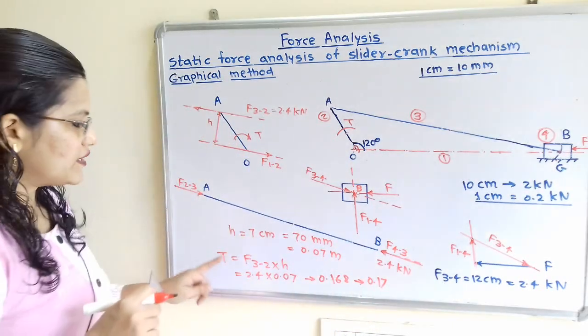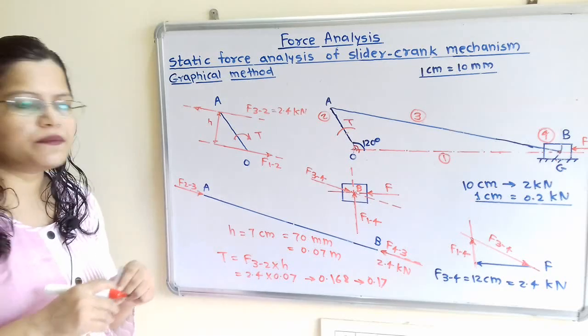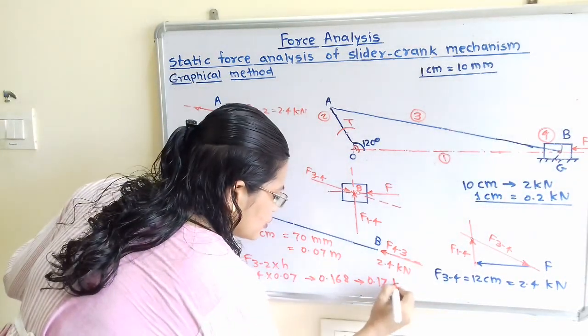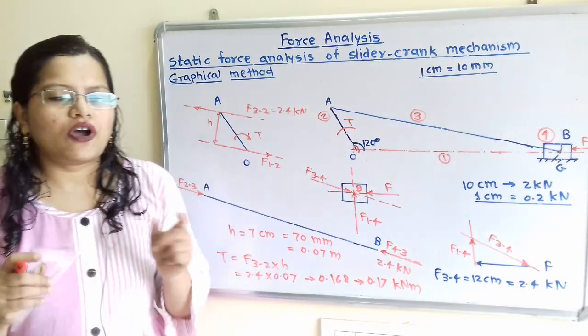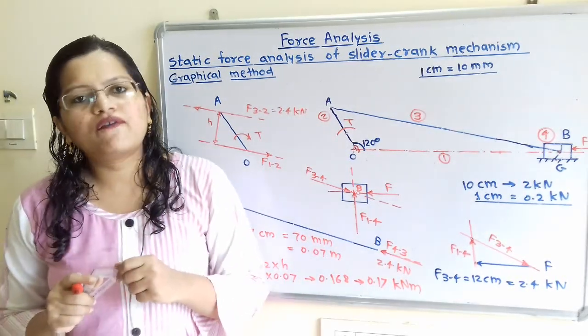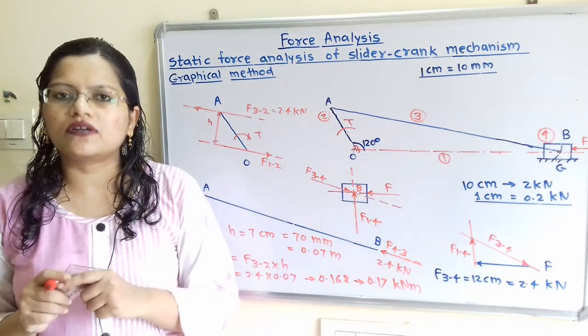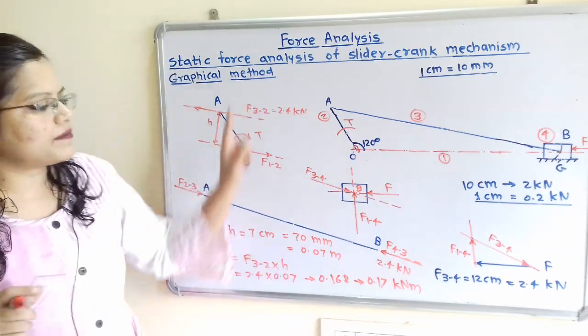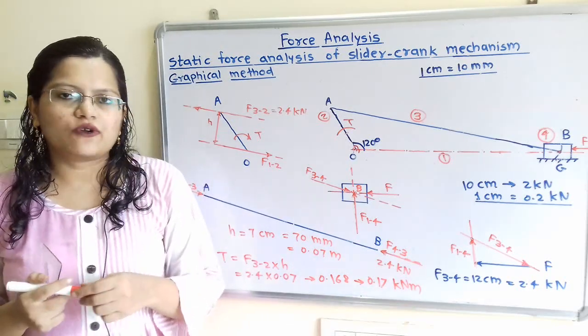Now what is the unit? Because this force is in kilonewton and h is in meter, the unit is kilonewton meter, so the torque is 0.17 kilonewton meter. If we observe, by the principle of virtual work the answer was the same, that is 0.17 kilonewton meter, and by the graphical method also the same answer, that is 0.17 kilonewton meter.